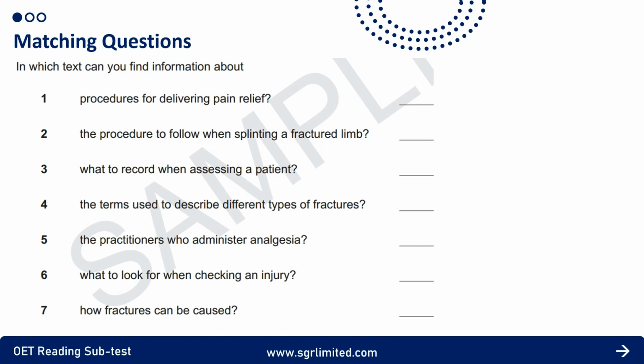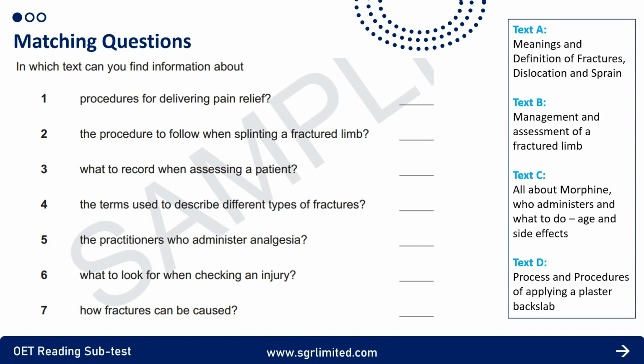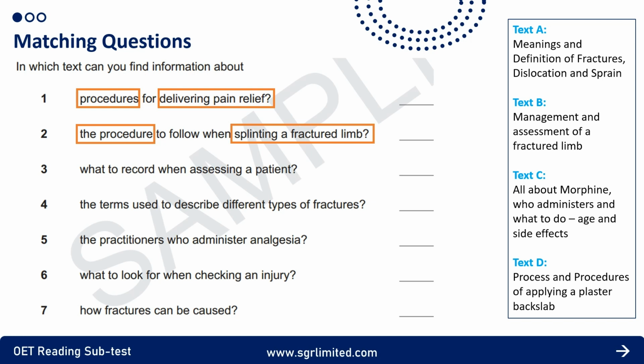In matching, you have to answer in which text you can find the information in your question. So you simply answer, is it in text A, text B, C, or D? To do this, remember the summaries about the text and use the keywords in your question to match them. The question is looking for a procedure for delivering pain relief. Pain relief is morphine. So we can confidently answer letter C in question number 1.